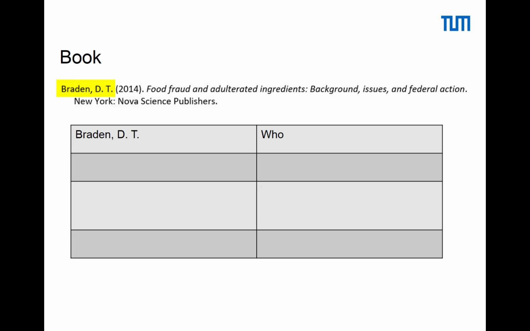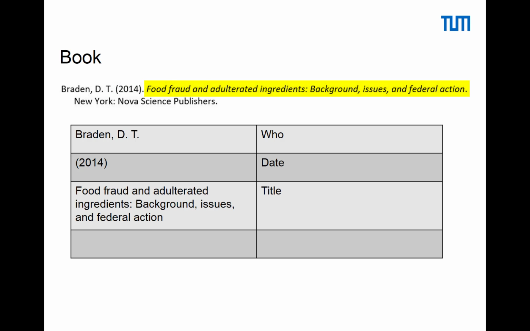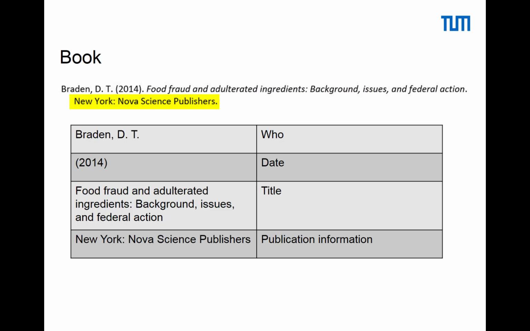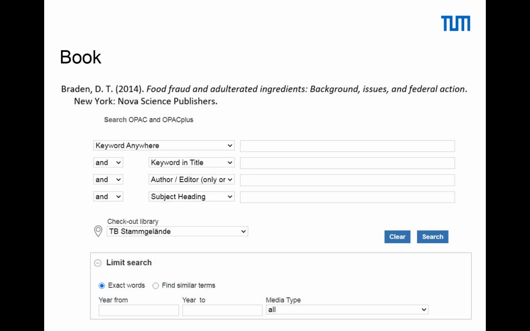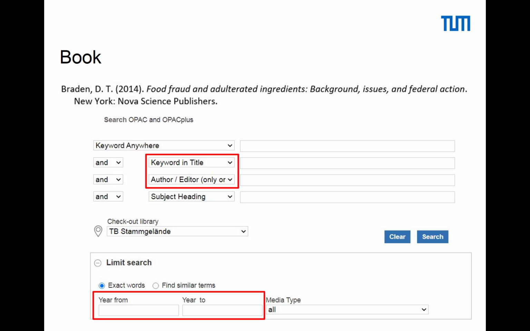We start with the author. Then we come to the publication year or date of the book, which is also important for your search. Different publication years sometimes indicate that the content has changed. Therefore, you have to search for the book from one specific year. Afterwards, you can see the title of the book. The publication information of the book is the place and publisher, for example, New York, Nova Sciences Publishers. You can find books in our online catalog. Search by author and title and, if necessary, limit the search to the respective year.